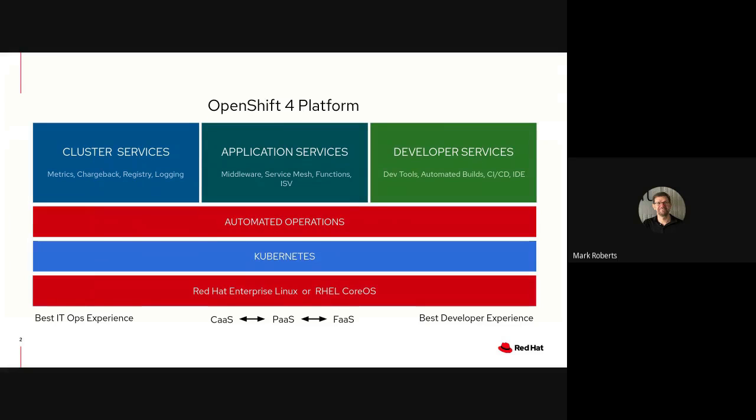Now, this is an introduction to the OpenShift platform. It shows how OpenShift is built on a base of Red Hat Enterprise Linux CoreOS to give you an extremely secure platform upon which to sit all the various Kubernetes services. And then there are various cluster services, application services, and developer services that sit on top of the platform.